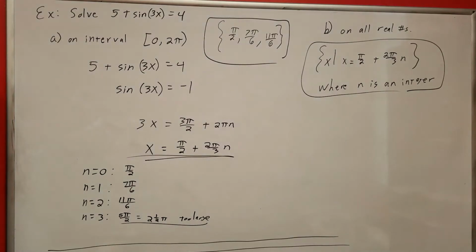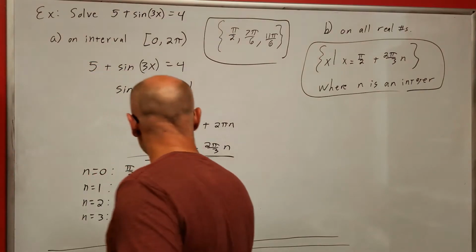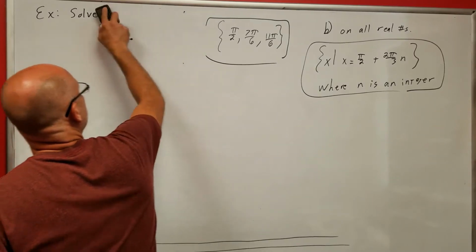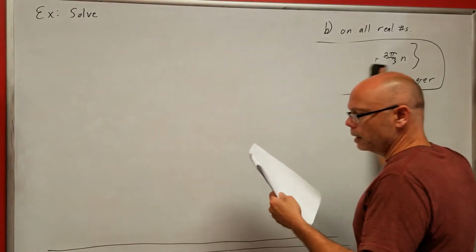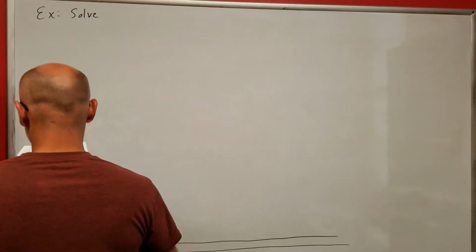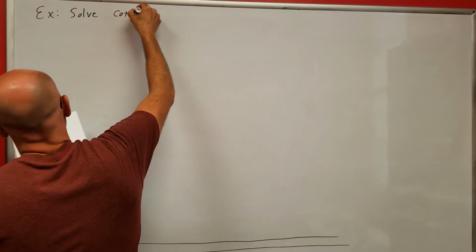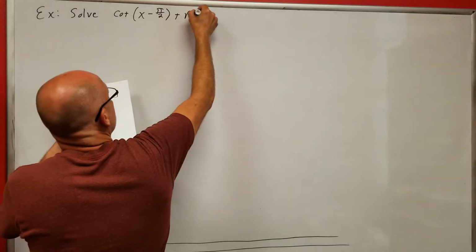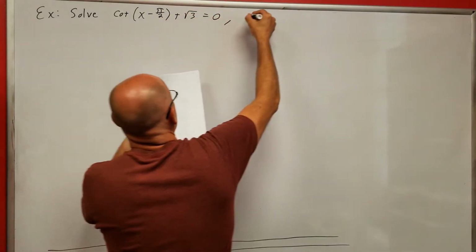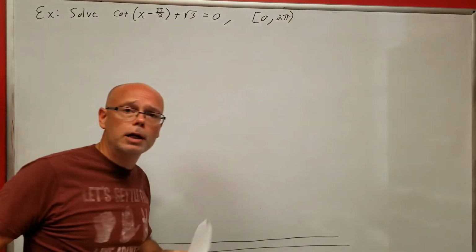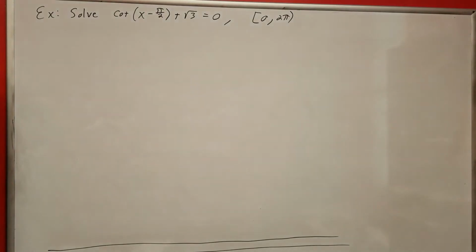All right, let's look at our next example. This time we have a cotangent. Oh yeah, things are starting to get a little more interesting here, huh? Let's see. We solve this stuff. And it says solve cotangent of x minus pi over 2 plus the square root of 3 is equal to 0 on the interval from 0 to 2 pi. So this time they don't want me to solve it on all real numbers, just this interval.